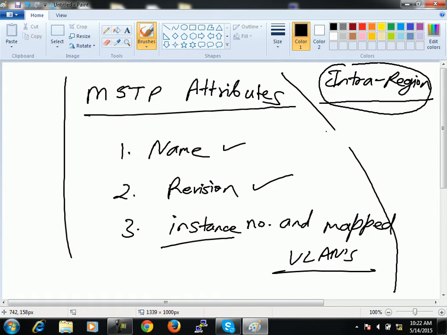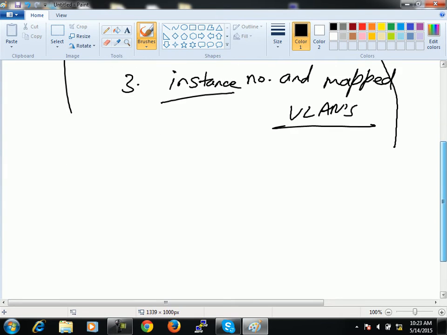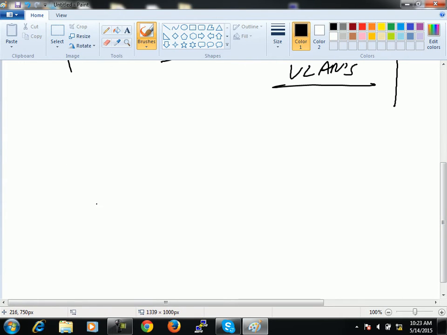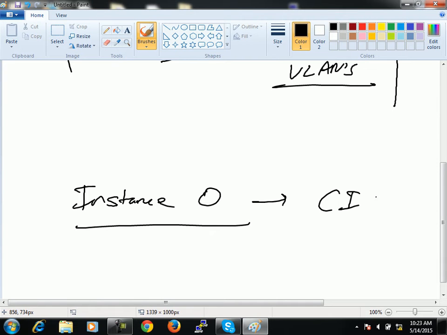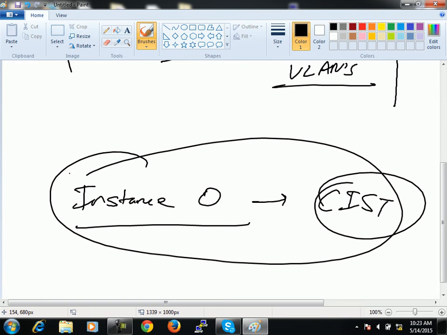Now remember that by default instance 0 is there, right? And by default all VLANs are mapped into instance 0. This instance 0 is also known as CIST, Common Internal Spanning Tree. I'll be discussing the uses of this CIST later on. But remember that instance 0 is known as CIST.